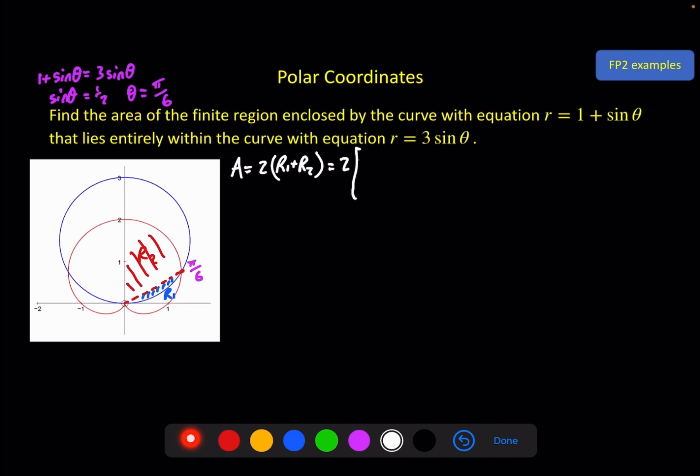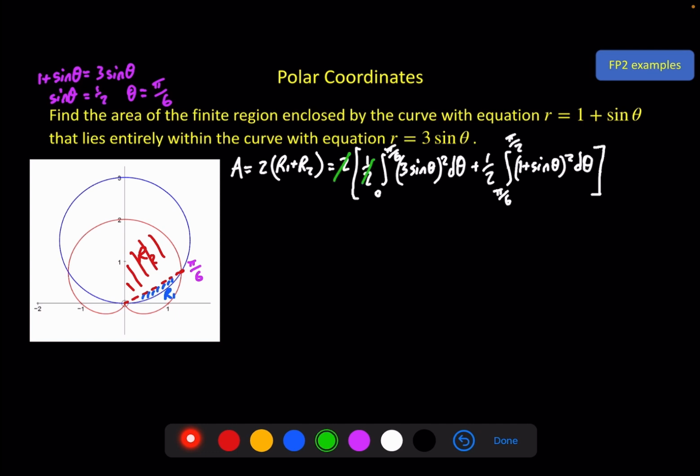That's 2 times a half of the integral from 0 to pi by 6 of the blue curve squared, 3 sine theta all squared d theta, plus a half from pi by 6 to pi by 2 of the red curve all squared. And one reason for doing this at the beginning rather than at the end is not to forget to do it, and the other reason is because those halves in there cancel quite nicely with the 2.